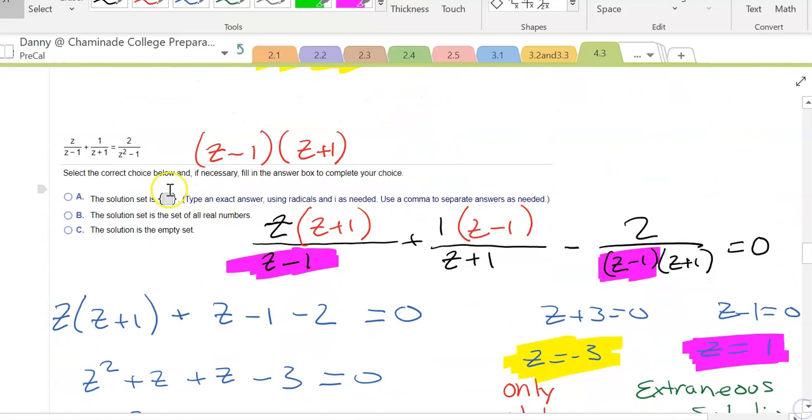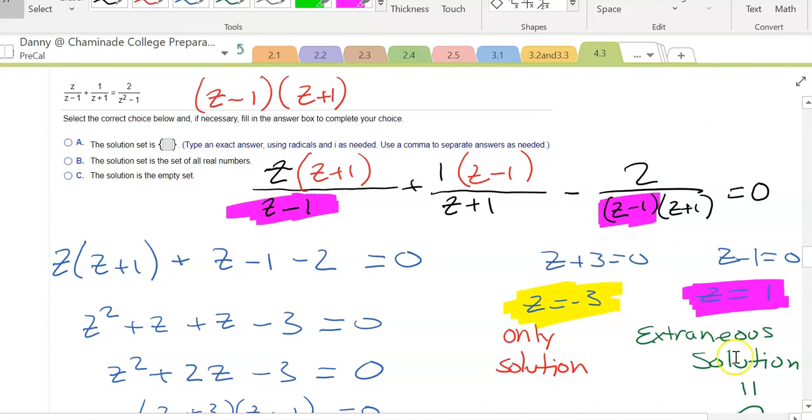The next problem, we do have to worry about these handy-dandy extraneous solutions. So we're following suit here. My common denominator is z minus 1 times z plus 1. I just factored out these difference of 2 squares. Once again, we're multiplying by what the denominator doesn't have. And so I do that. As you can see, I put that into this equation here.